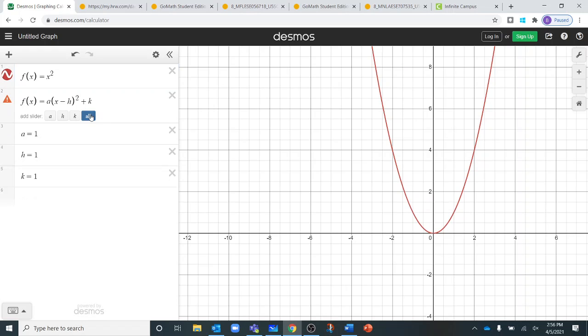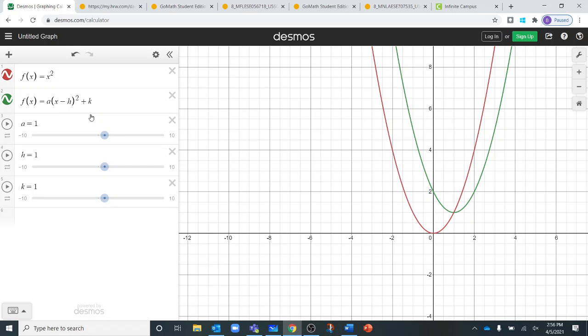If we add sliders, that's something we can do to adjust things. I'm going to leave a at 1 for now. H I'm going to move down to 0. K, I'm going to move down to 0. Okay, so let's move these one at a time. We're going to start with a.